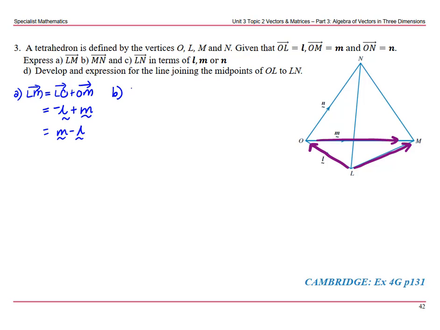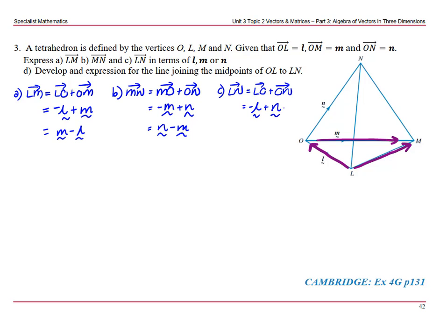Part B, MN is going to be MO plus ON, which is equal to minus M plus N, or you could put N minus M. And C, LN is going to be LO plus ON. And draw these on the diagram if you need to so you can see. So minus L plus N, which could also be written as N minus L.